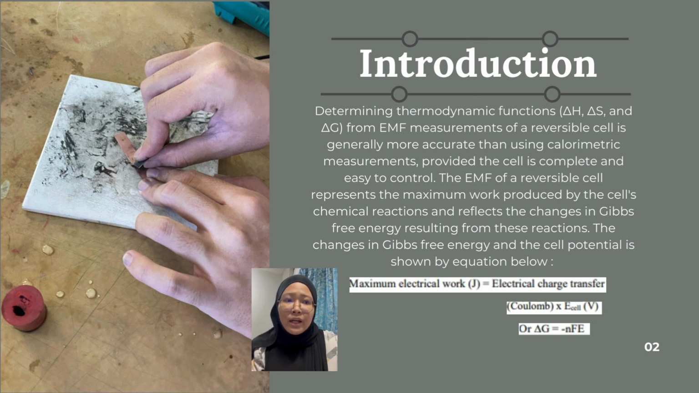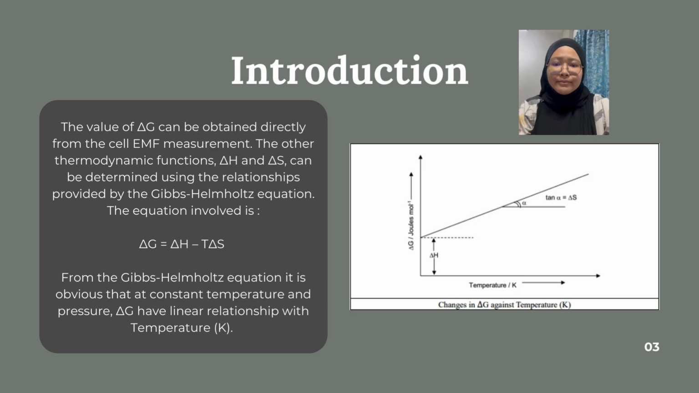The EMF of a reversible cell represents the maximum work produced by the cell chemical reaction and reflects the changes in Gibbs free energy resulting from this reaction. The changes in Gibbs free energy and the cell potential are shown by an equation: maximum electrical work equals electrical charge transferred multiplied by Ecell. The value of delta G can be obtained directly from the cell EMF measurement.